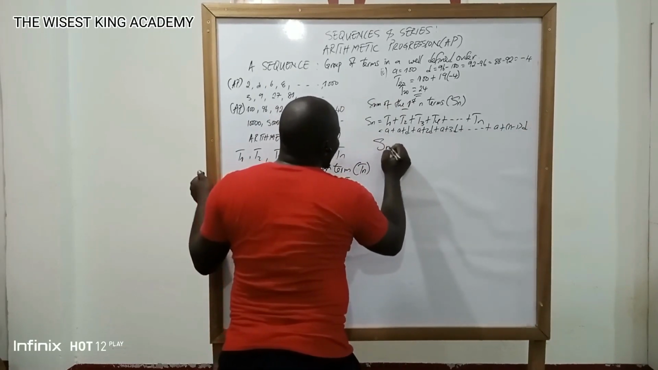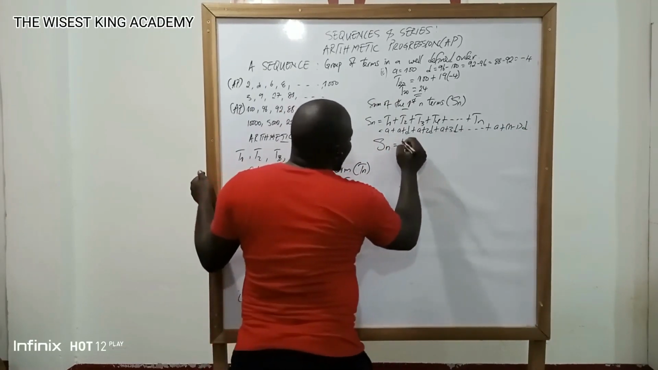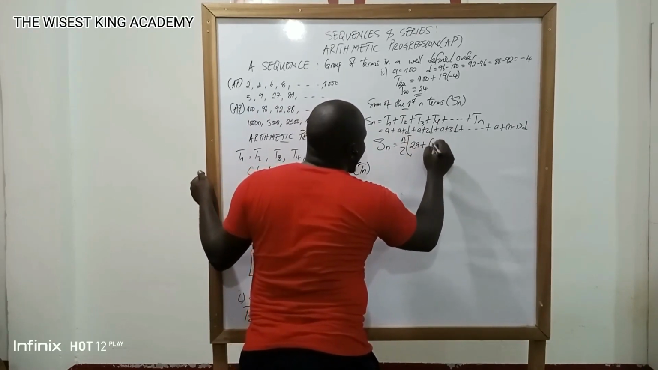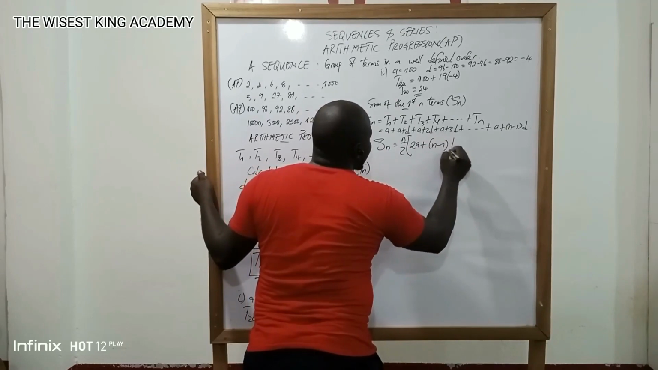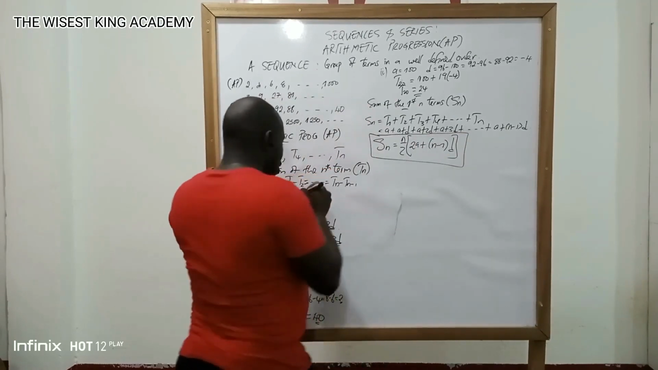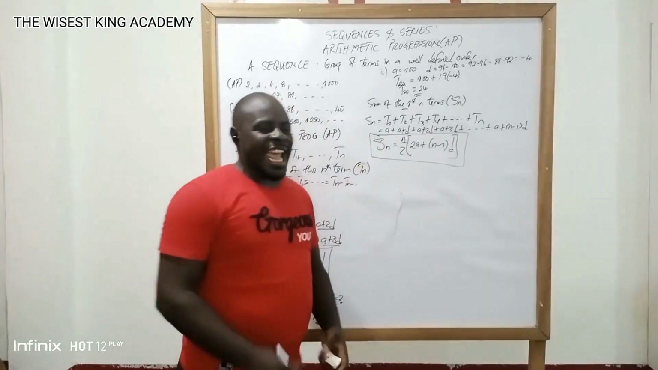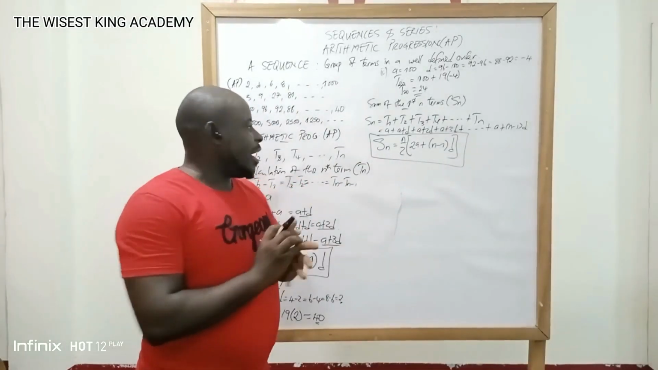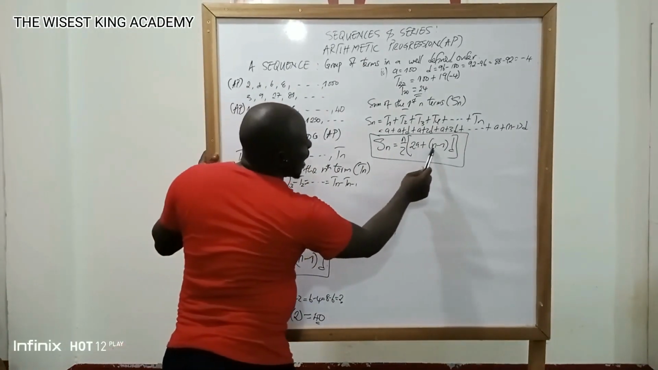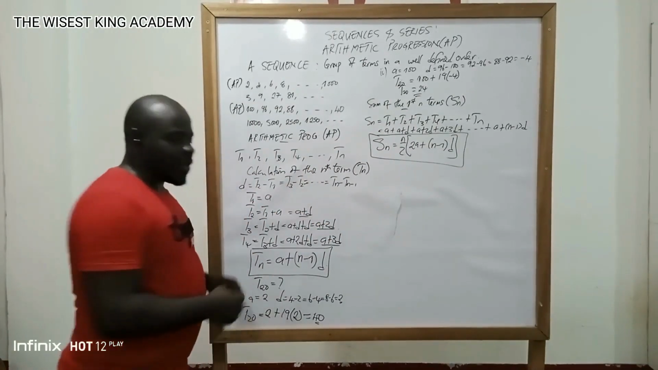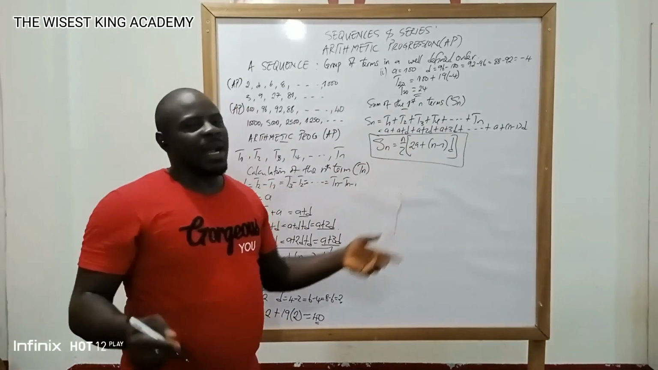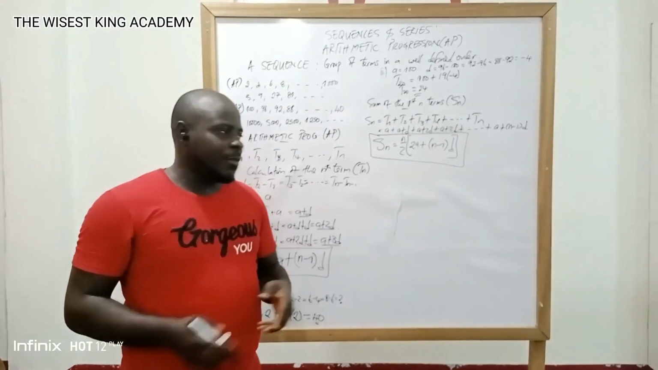Now this can be summarized by the following formula: n divided by 2, open bracket 2a plus open bracket n minus 1 times d. This is the formula to calculate the sum of the first n terms of an AP. It is very easy to master this formula. If you look at a plus n minus 1 d, that is the formula of the nth term. So you simply add 2a and multiply by n divided by 2. It gives you the sum of the first n terms.